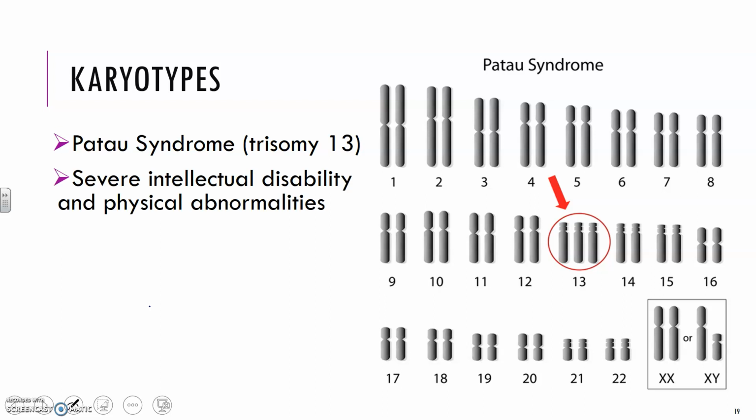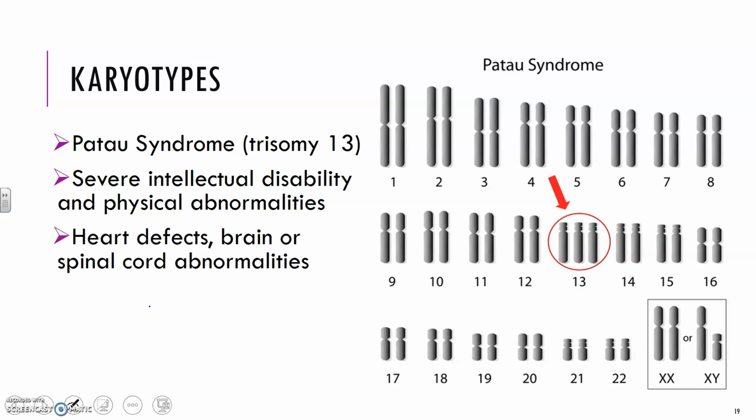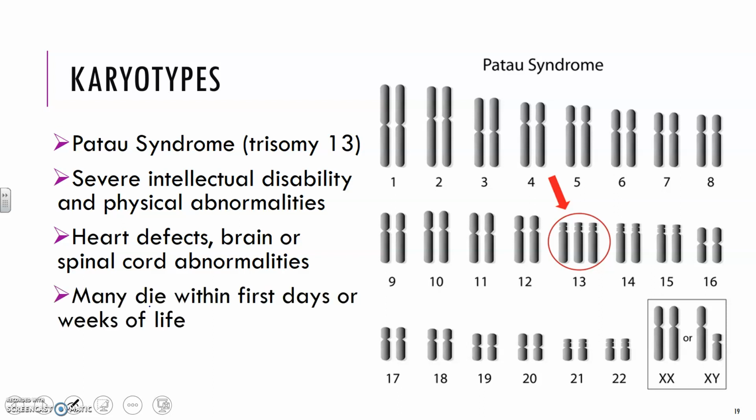Patau syndrome is a lot more severe than any of the ones that we've looked at already. So severe intellectual disabilities and physical abnormalities. You get heart defects, brain or spinal cord abnormalities. So there's a lot that has to go into it. Usually somebody born with Patau syndrome has a lot of surgeries early in life, and that's in an attempt to try to correct some of these defects. May die within the first days or weeks of life.